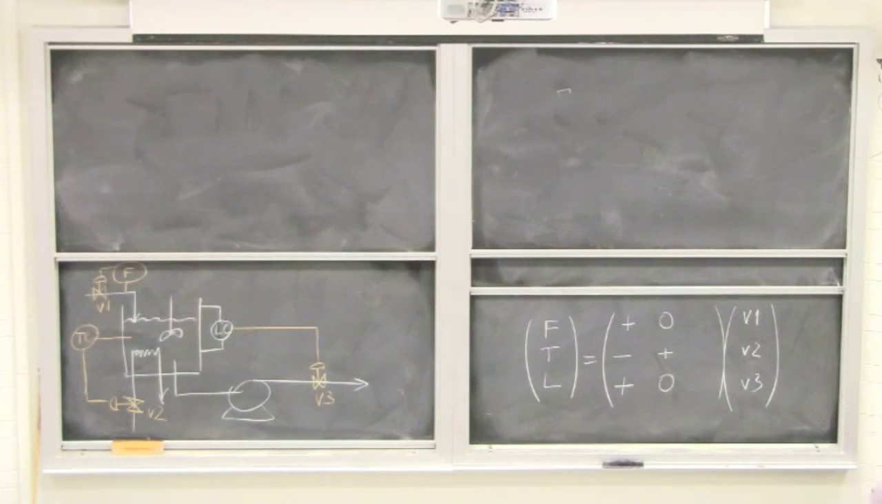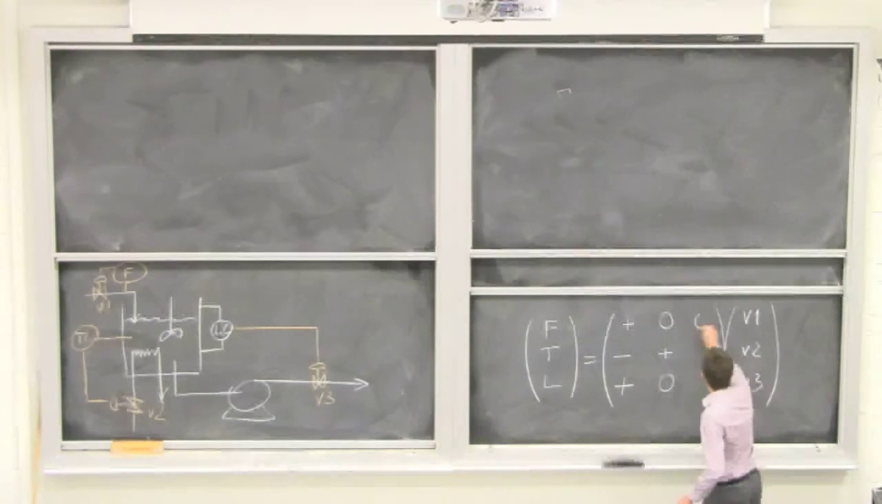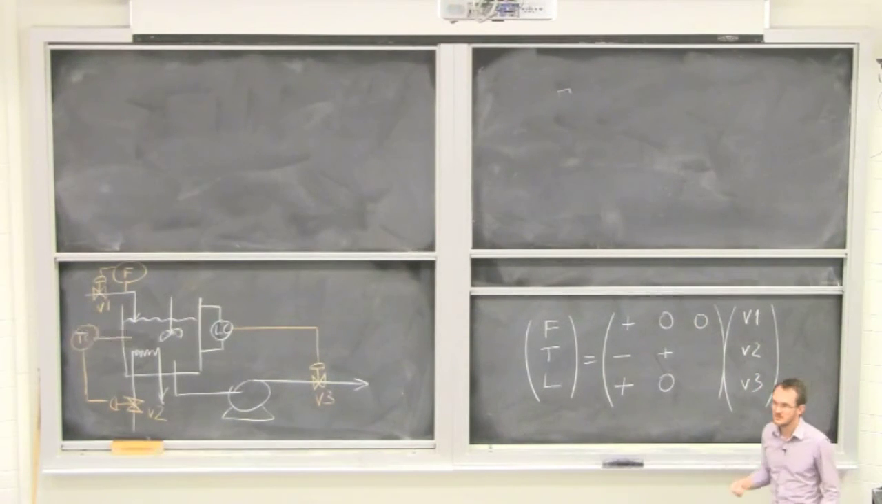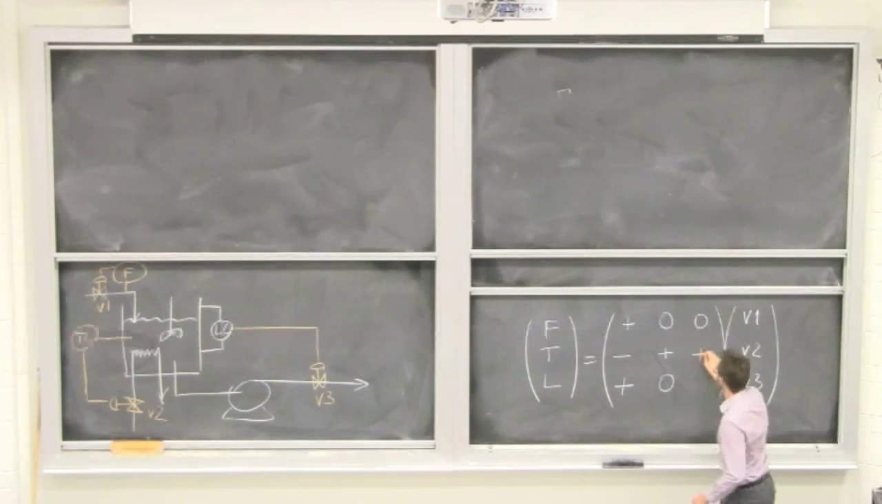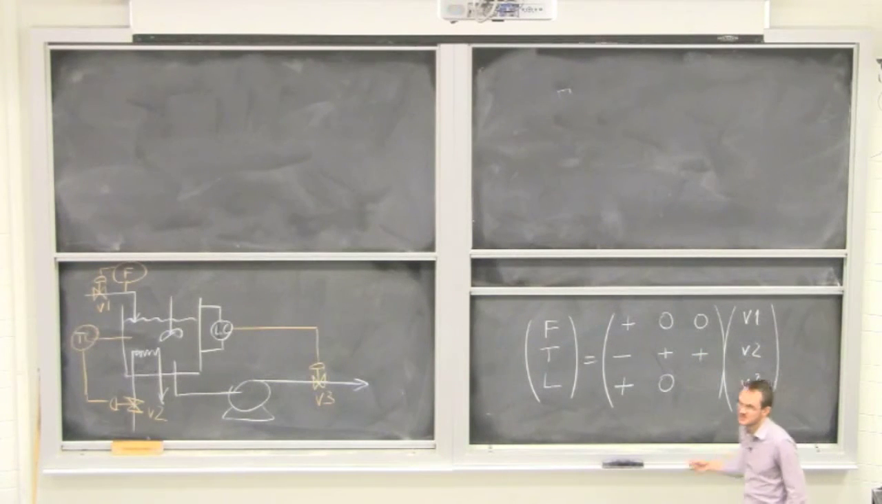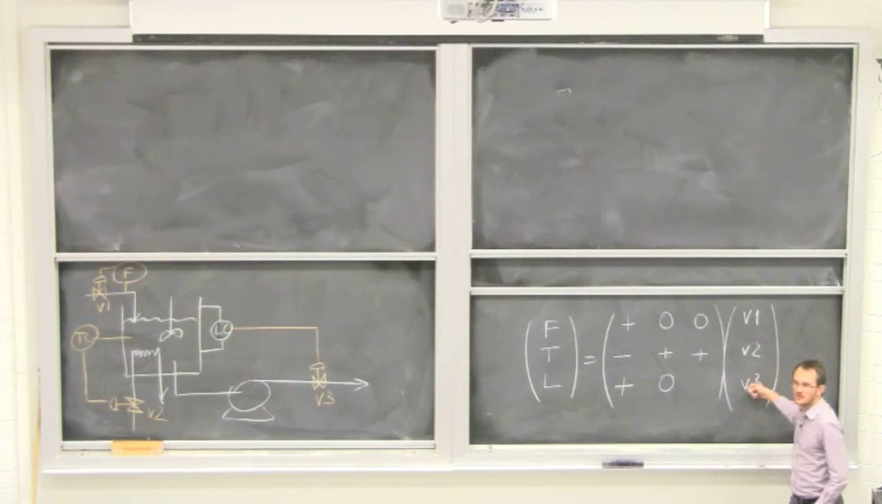Let's take valve V3. Open V3, does it affect the flow F? Zero, okay. Open V3, what is the effect on temperature? Up, everyone see that, up. So you open that valve V3, you get an increase in temperature because you now have less material in the tank to heat, so that heat goes through less material, and the overall temperature rises. And V3's effect on level: plus, minus, zero? Minus, okay.